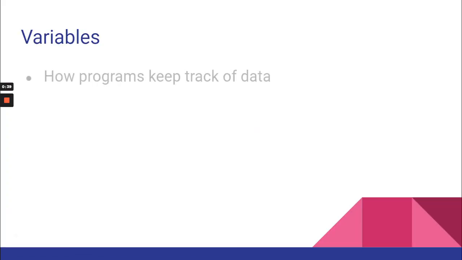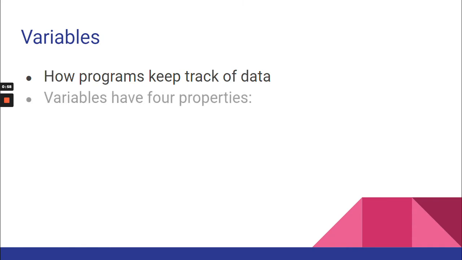All right. Variables. Variables are how programs keep track of data. You can think of a variable as a storage unit, and you store things in there temporarily for use later. All variables have 4 properties. You will need to know these 4 properties for the test.